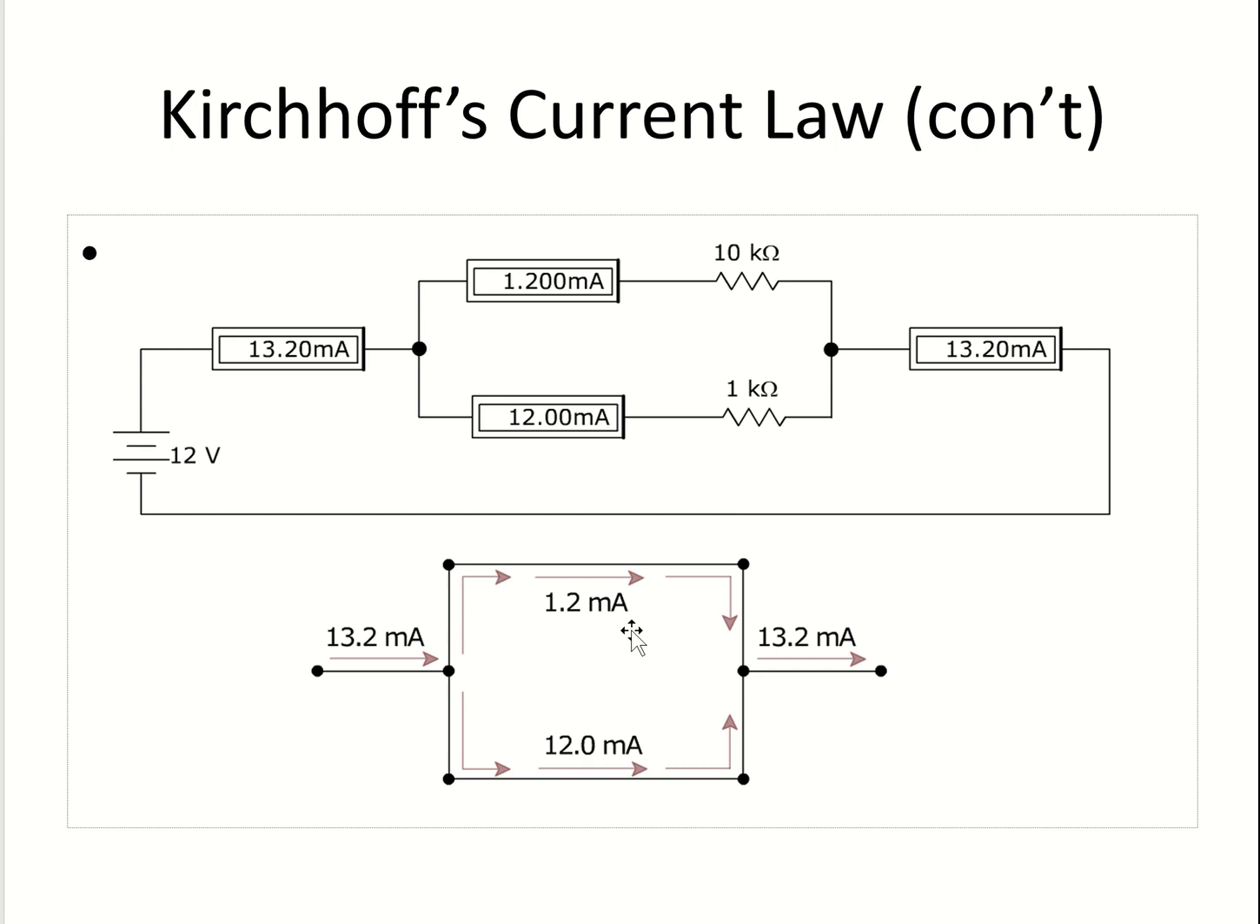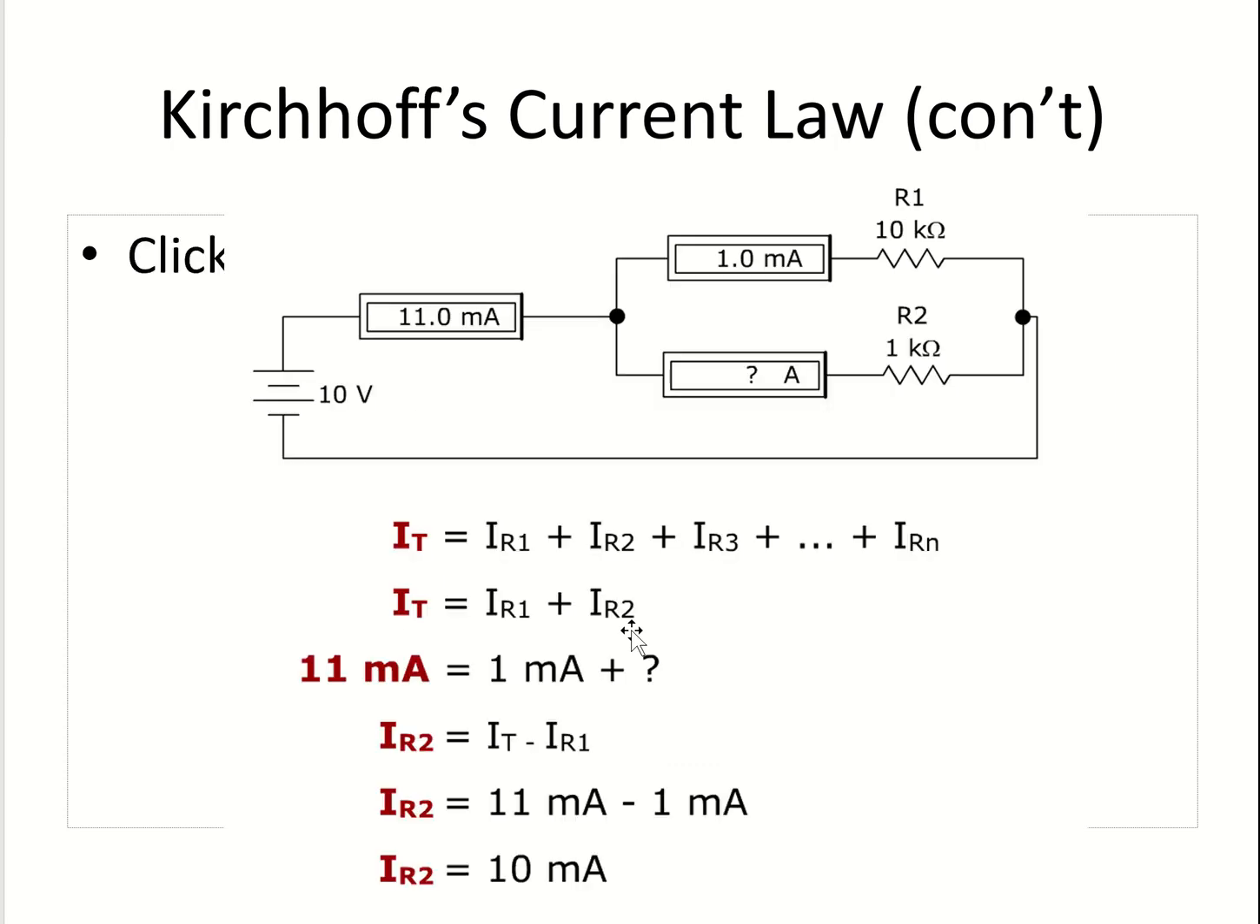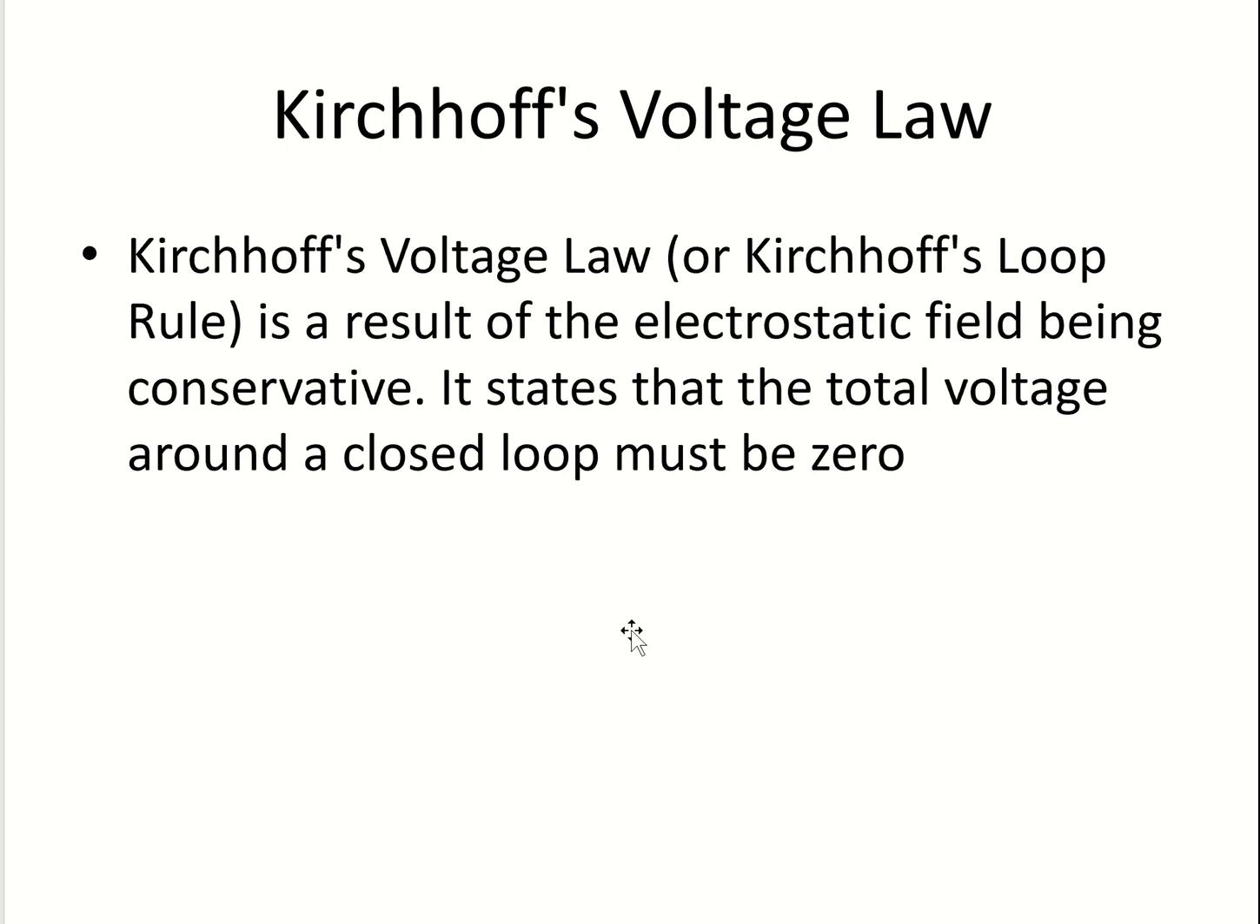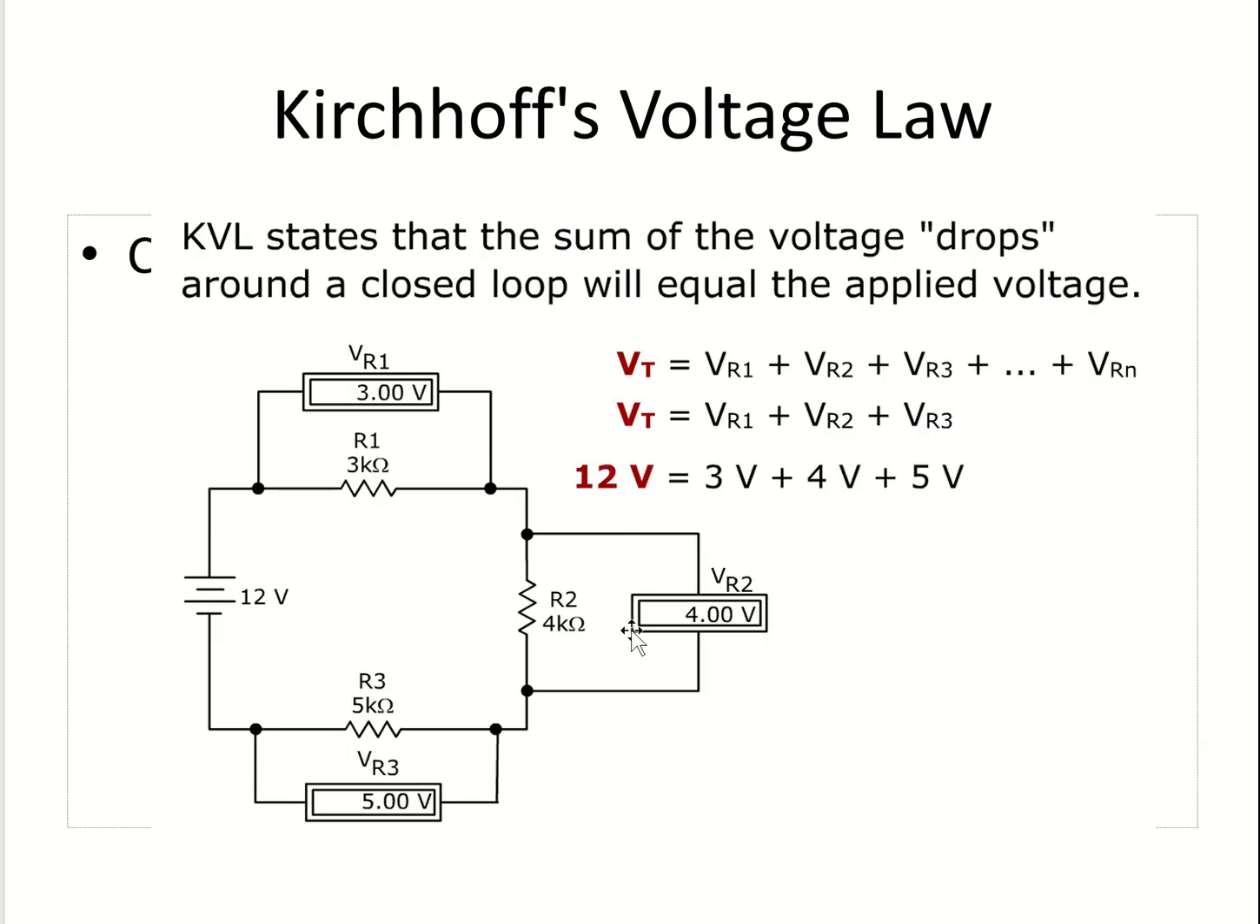After KCL, we have KVL, Kirchhoff's voltage law. Kirchhoff's voltage law is a result of the electrostatic field being conservative. It states that the total voltage around a closed loop must be zero. In a closed path in a network, the algebraic sum of the IR products is equal to the EMF in that path. IR is the value of V.